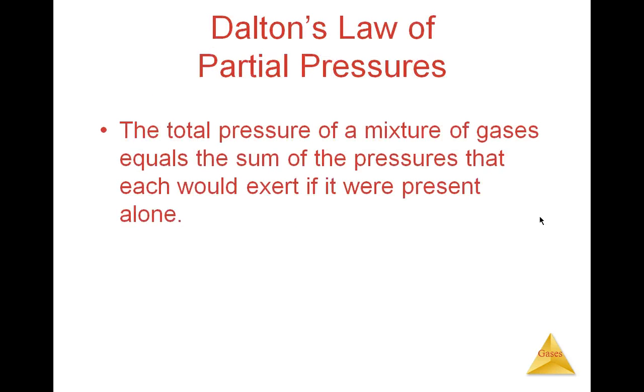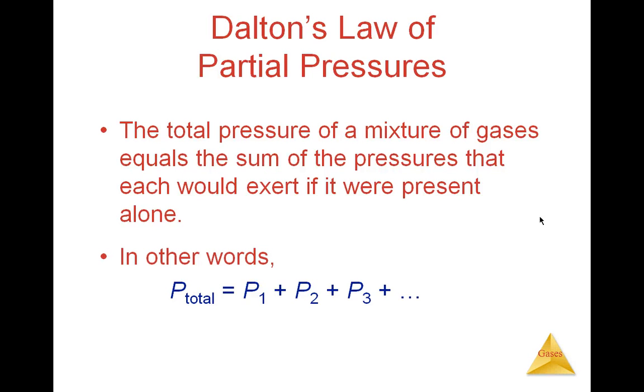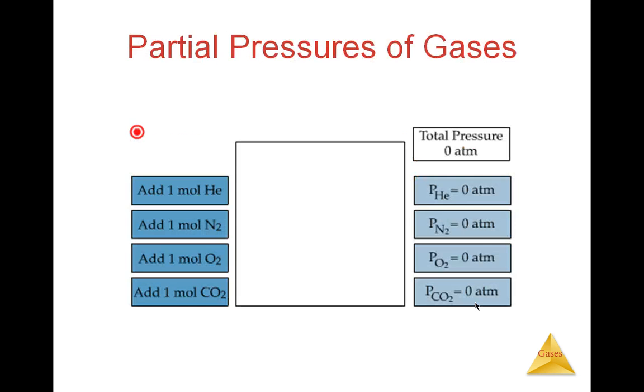All right, Dalton's law of partial pressures. The total pressure of a mixture of gases equals the sum of the pressures that each would exert if it were present alone. So in other words, if I have my mixture of gases, pressure of gas 1, pressure of gas 2, and pressure of gas 3, and so forth, if I add up all of those pressures, I'll get the total pressure in that container.